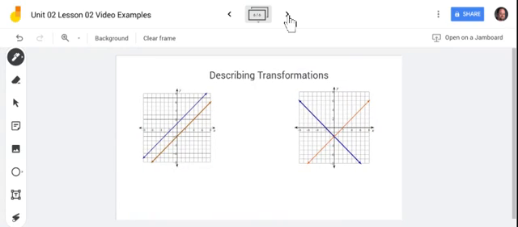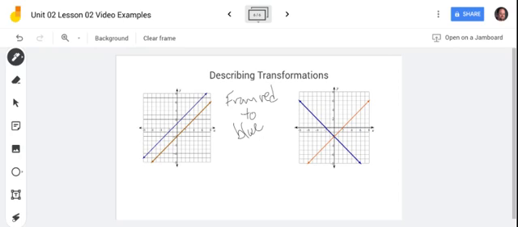Now we're going to look at two examples here. I've drawn a red line and a blue line. Our goal is to look at what is happening to make the graph go from the red to the blue. So we're looking at from red to blue, because if you go from blue to red, that changes it. It's going to be different.